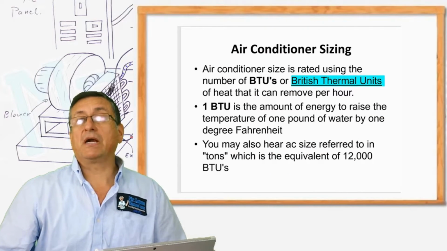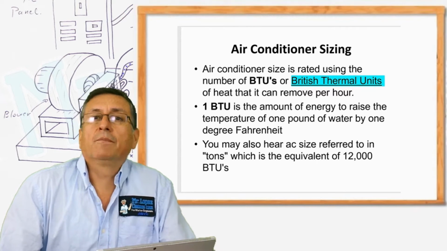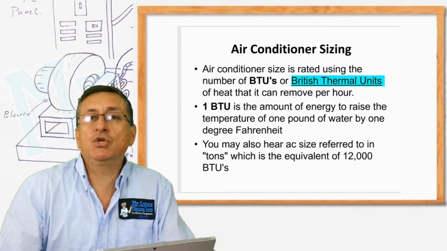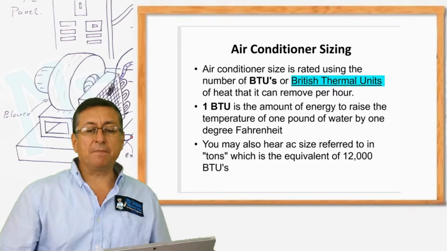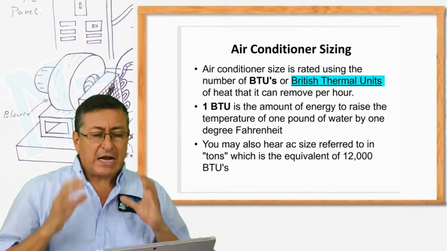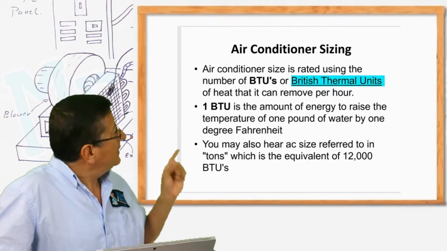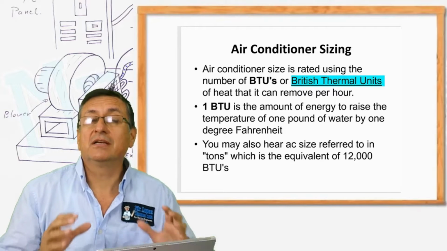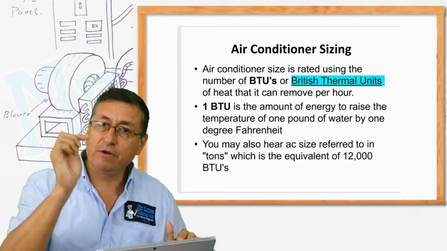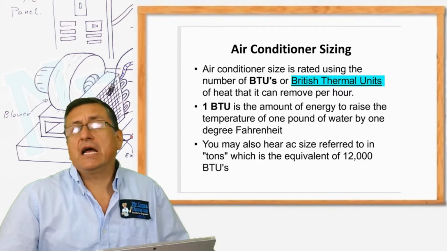One of the most important parts is the units, the units used in the industry and in the market for air conditioning units. The most common unit is the BTU. What is the meaning of a BTU? It's a British thermal unit. It's basically the amount of energy required to raise the temperature of 1 pound of water 1 degree Fahrenheit. This is 1 BTU. It's basically a unit of energy.